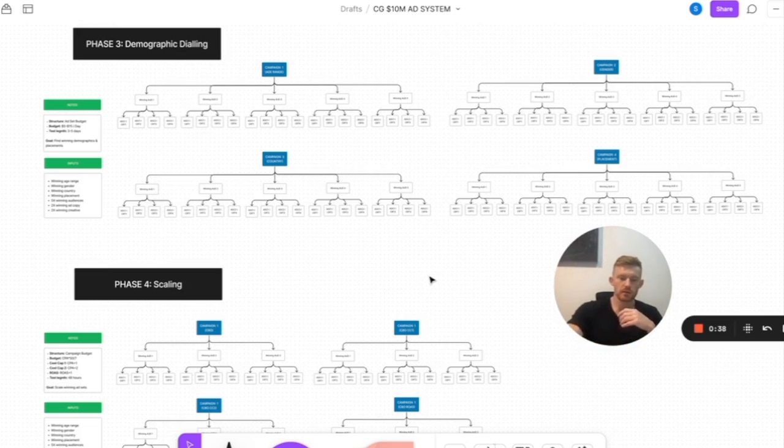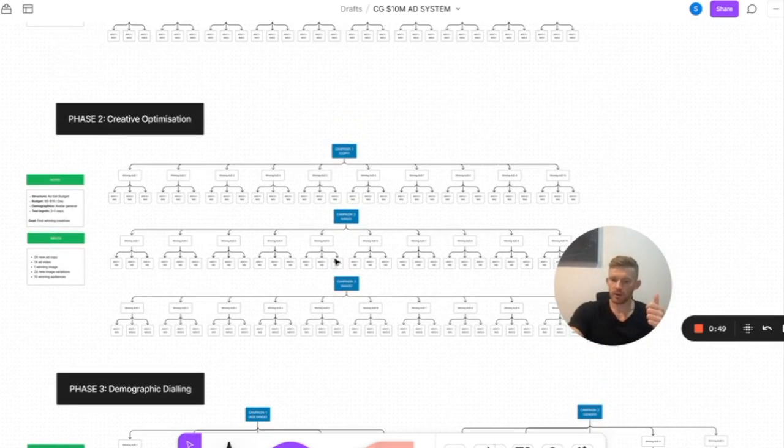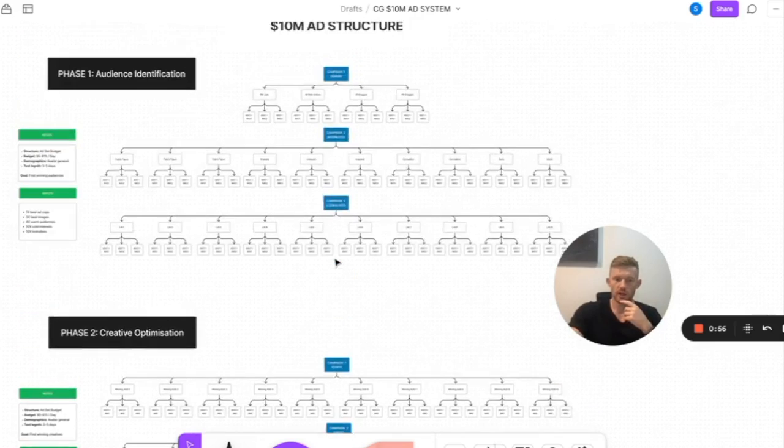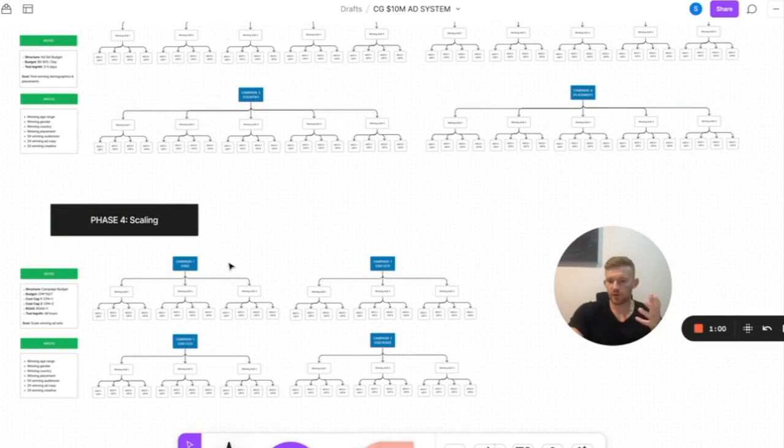Now, it's important to note that you obviously can't scale campaigns that haven't proven to be profitable, i.e., you need to go through a testing phase where you work out what audiences work and what creatives and copy work. And we actually have a four-phase approach for our clients. So you can see here phase one, phase two, phase three, phase four. And obviously phase four is the scaling one, which is what I'm going to focus on today.